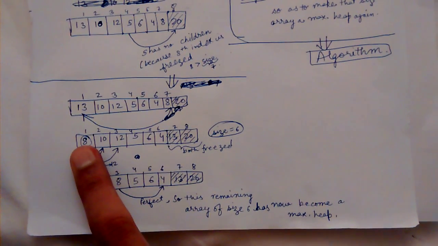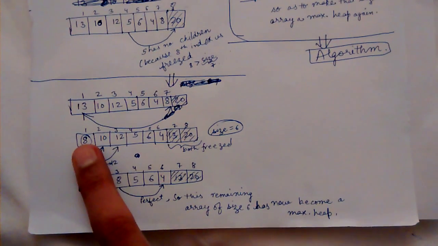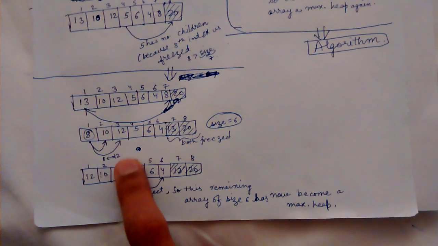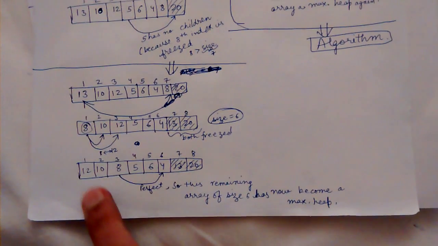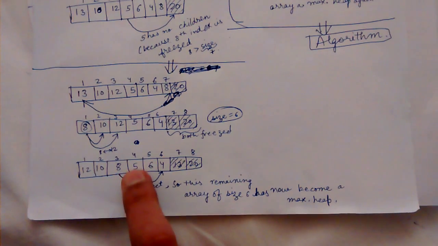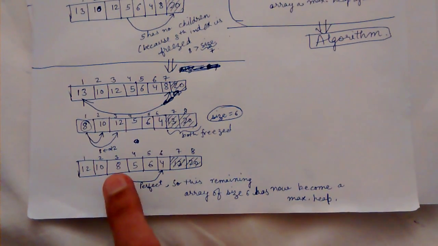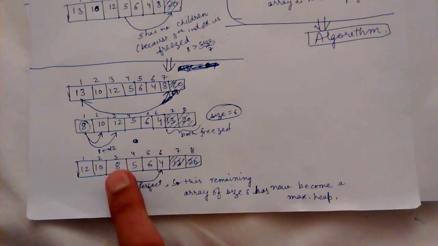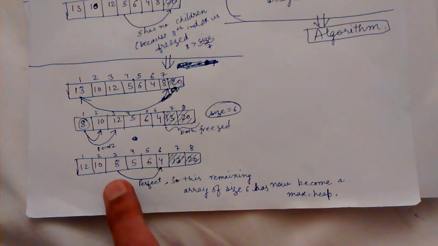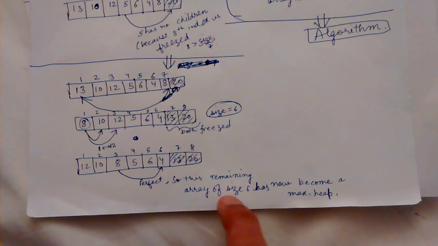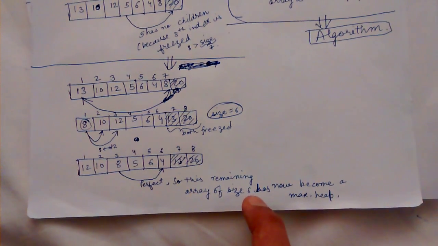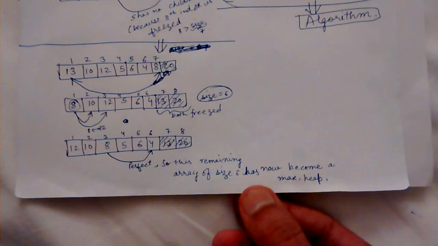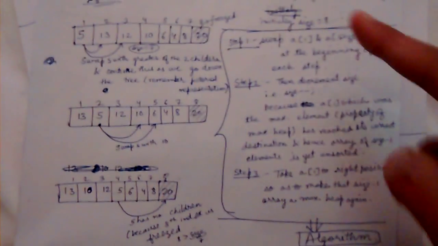Now 8 comes here. Let's see who its children are. 8's children are 10 and 12. So we swap 8 with 12. 12 comes here. 10 and 8, 5, 6, 4, and 13, 20. So 8 and 4: now there is no need of swapping because 8 is the parent, 4 is the child, which is perfectly valid. So this remaining array of size 6 is a perfectly valid max heap. Now we again follow these 3 steps of our algorithm.